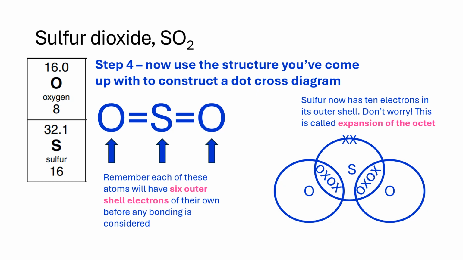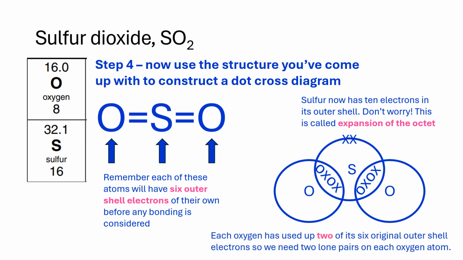So we need to think about why atoms are bonding. Atoms are bonding to get stability. And by getting stability, they sometimes have to make adjustments. And in some cases, that means expanding the octet. So that means that instead of 8 electrons, you might have 10 or maybe even 12.